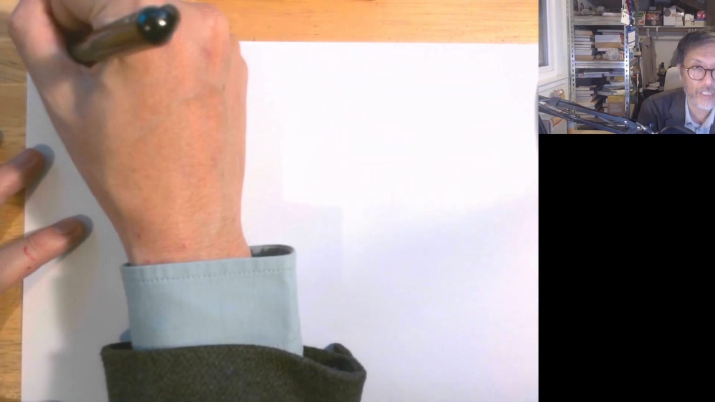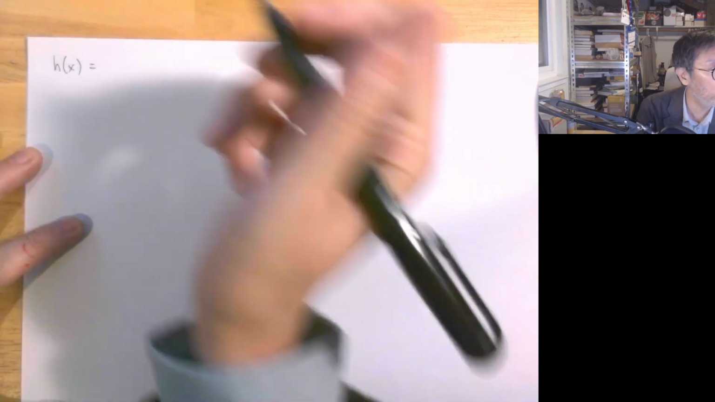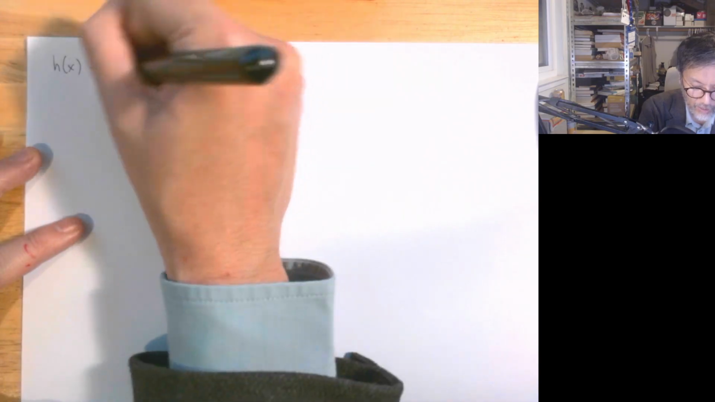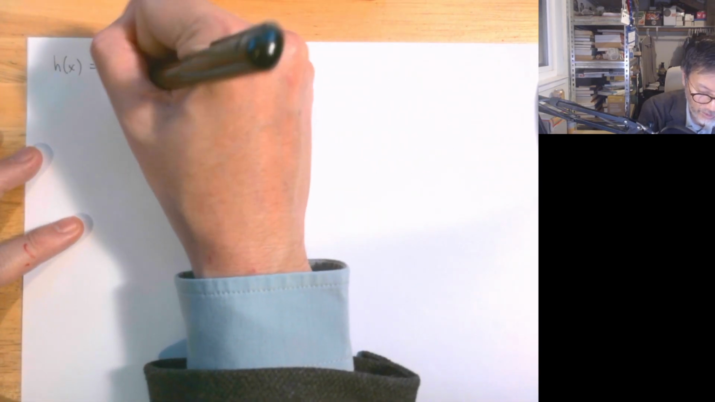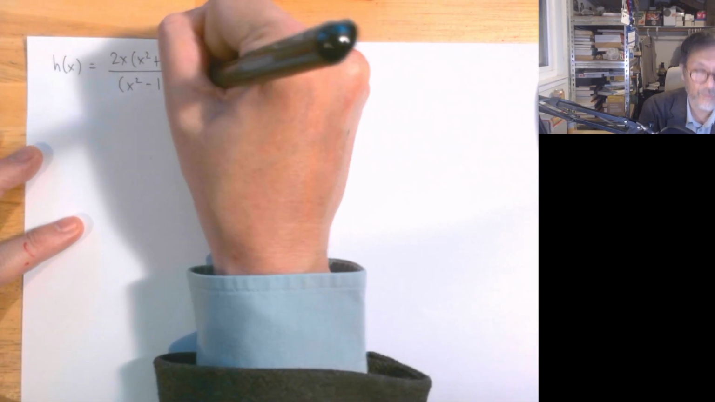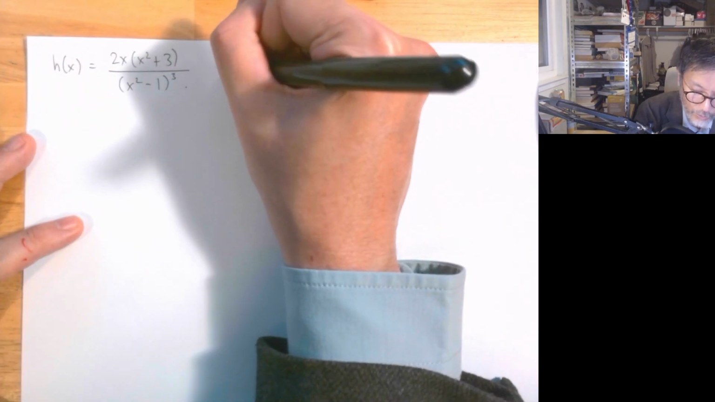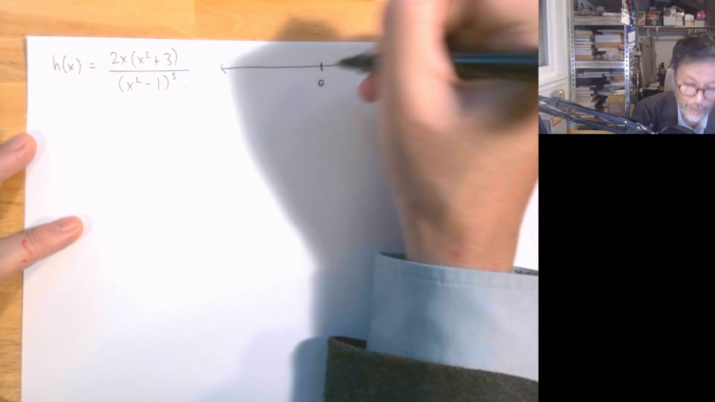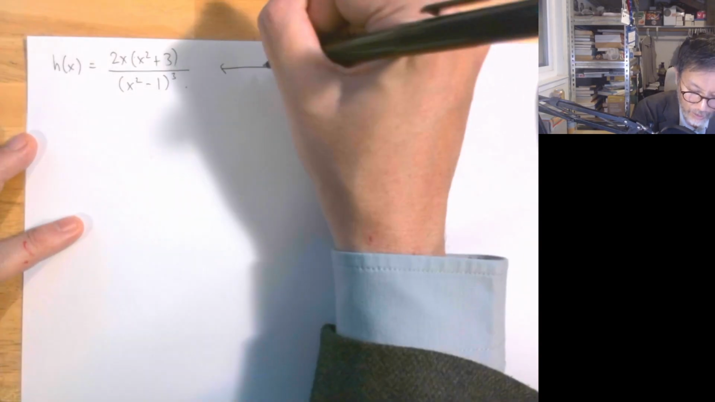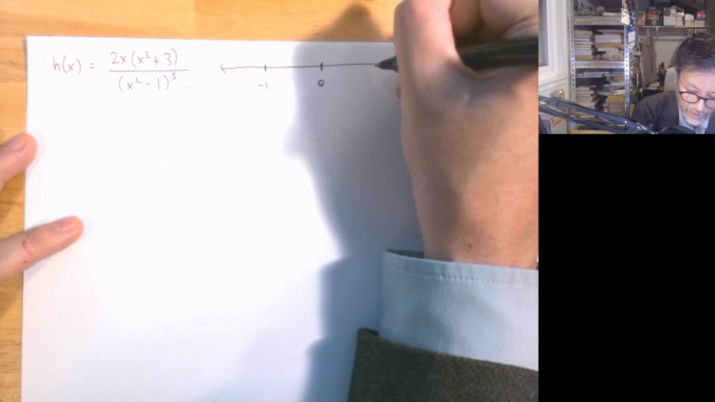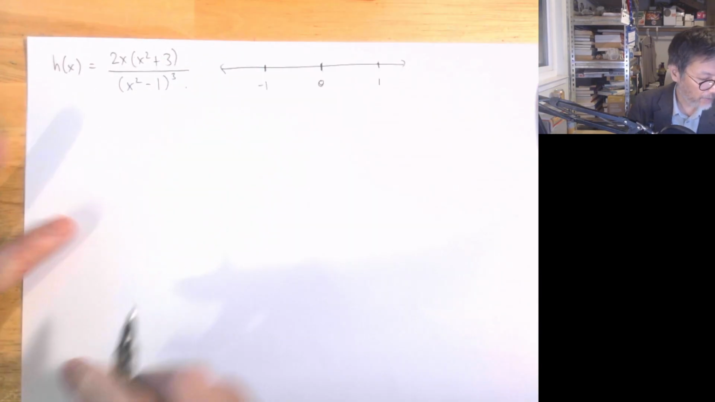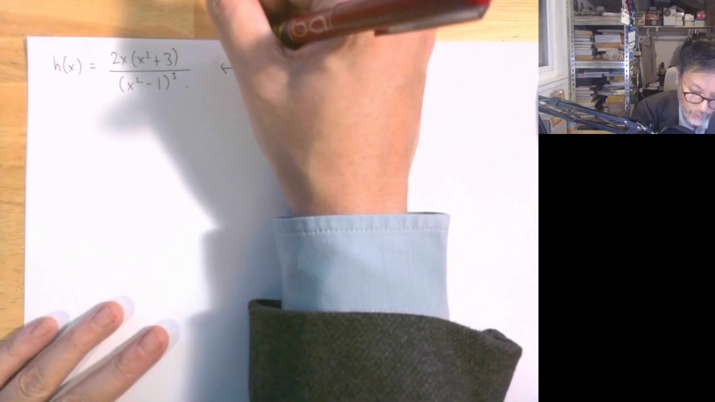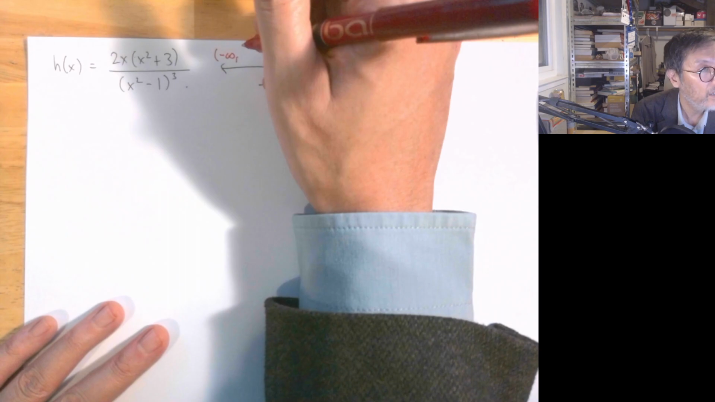So we have this function here, h of x equals 2x times x squared plus 3 divided by x squared minus 1, cubed rather. And what we did is we found all the zeros. There's only one zero, namely at 0. And we found the places where it's discontinuous, negative 1 and 1. And then we picked inside of each of these subintervals, and there are 4 subintervals. The 4 subintervals are from negative infinity up.